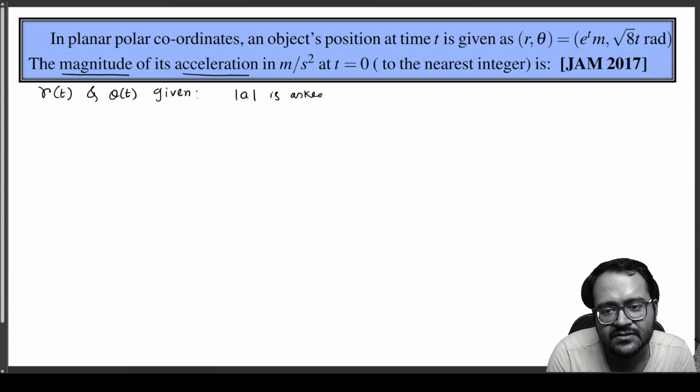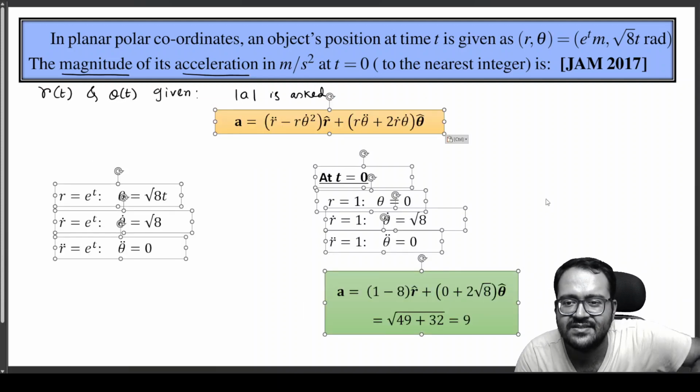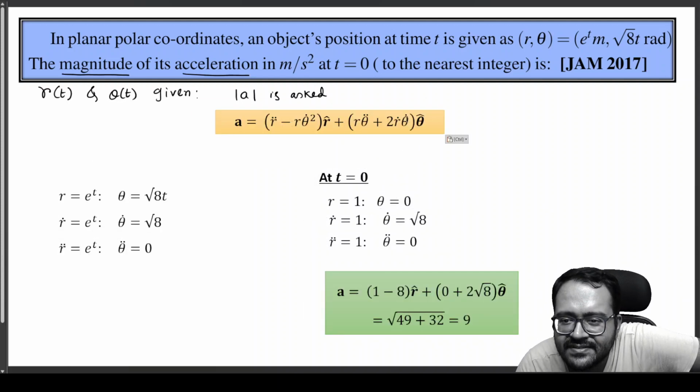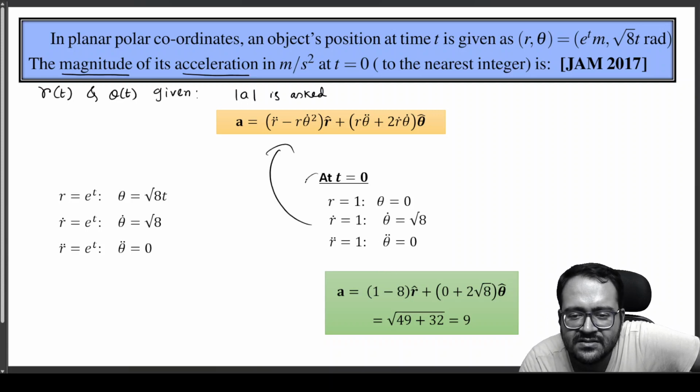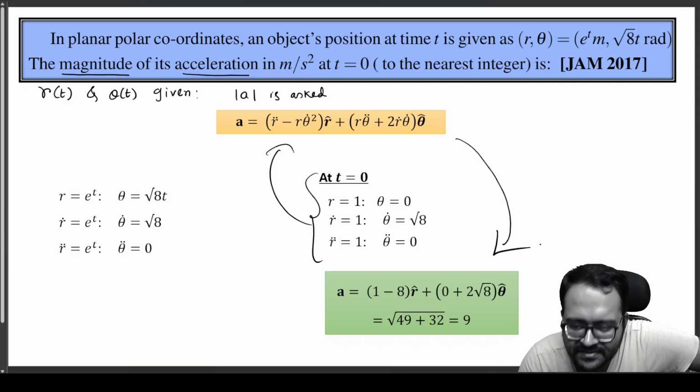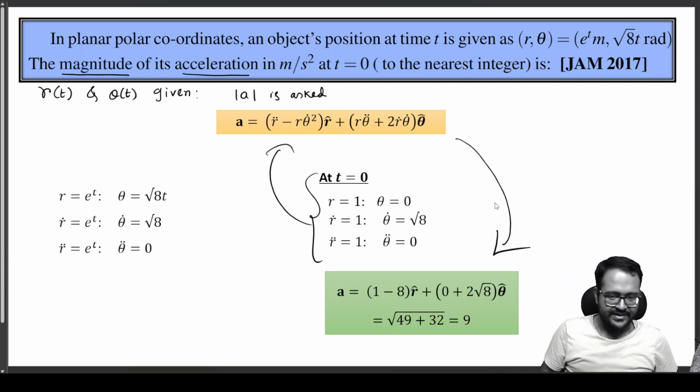You know what your a is. It's very simple. Your a is this. So r is this, r dot is this, theta dot is this, r double dot is this, theta double dot is 0. So at t equals 0, r equals 1, theta is 0, r dot is 1, theta dot is square root of 8, r double dot is 1, theta double dot is 0. Substitute those values and then get this. It's very simple. Pause it and please do understand it.